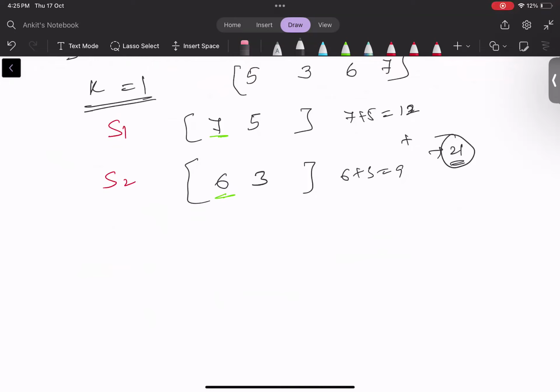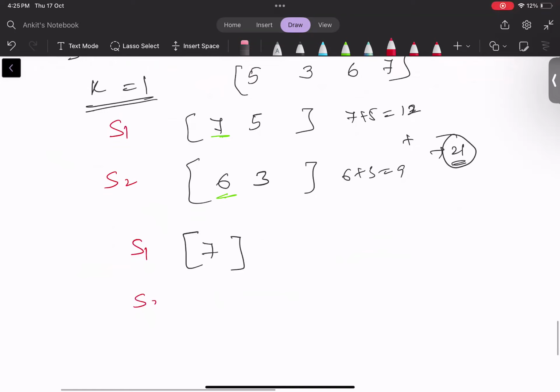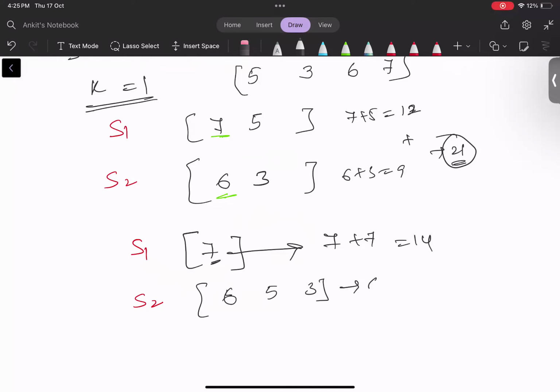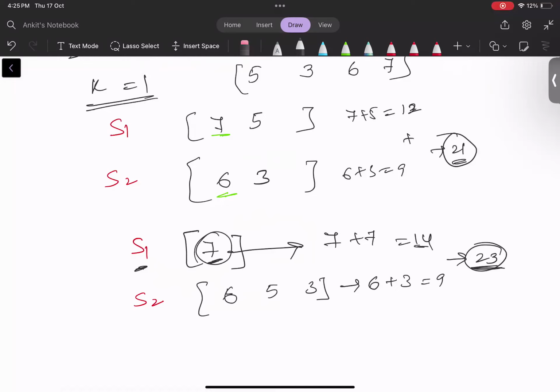As k is 1, I can take only one element in S1, and in S2, I can place the rest of the elements, that is 6, 5, and 3. If I do this, the maximum element in S1 and the minimum element in S1 is 7, right? The sum is 14. Here, the maximum element is 6 and the minimum element is 3, which gives 9. Here, 23 is the output. We somehow increased our output, right? If we have only one element in one set, that is k is 1, we have somehow increased our value.